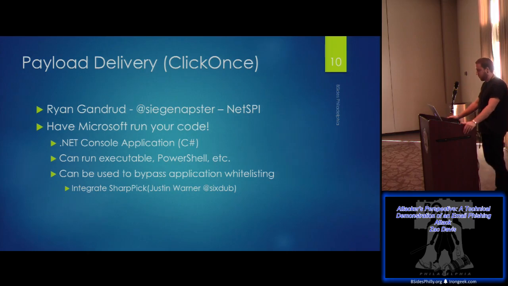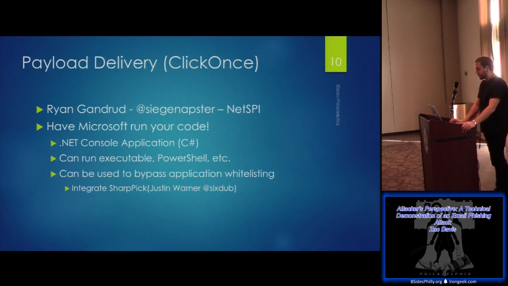I would definitely recommend checking out Justin Warner, 6dub. He's got a post on integrating his SharpPick tool into Click Once. And if you haven't heard of SharpPick, basically it's a method for bypassing application whitelisting with PowerShell. So you use the System Management Automation DLL to basically spin up a PowerShell runspace. And even if they're blocking PowerShell.exe, you can still get all the functionality of PowerShell through that method. So really cool. Definitely recommend going and checking out that blog post.